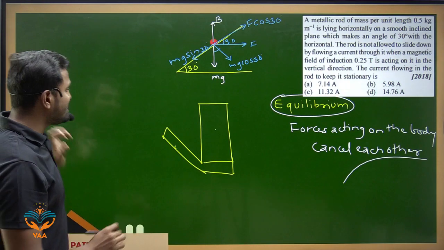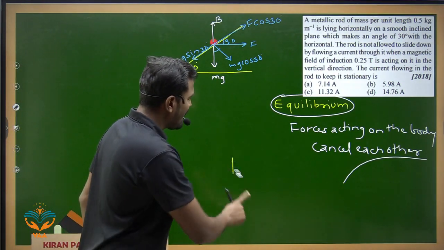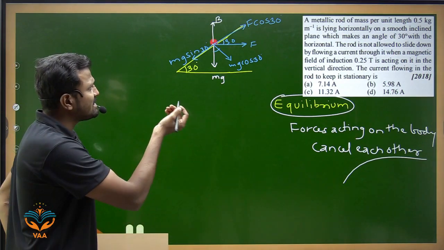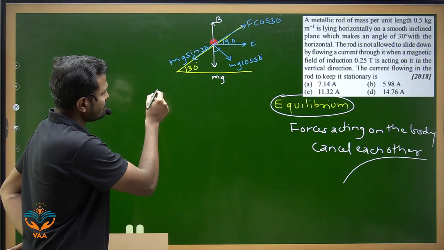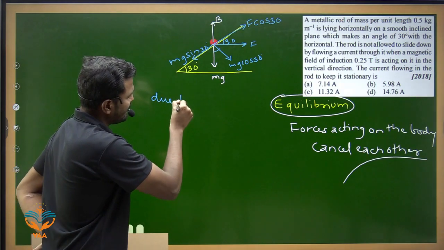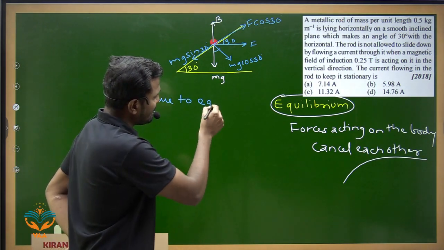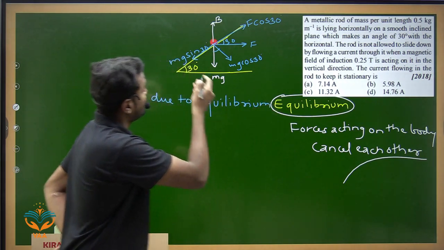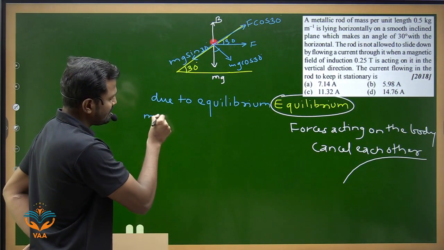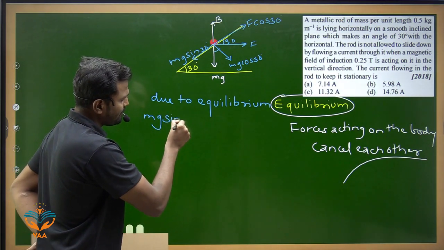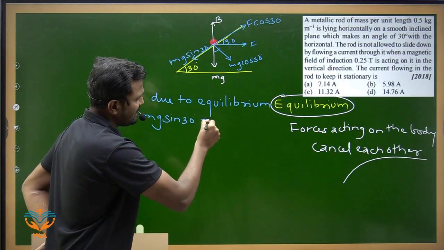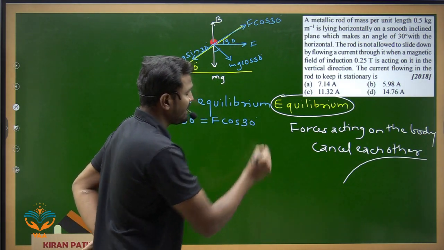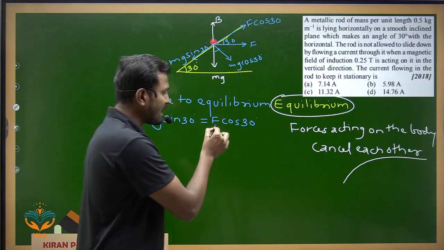If the concerned case is cleared, now we can understand how to simplify this particular problem. How can we simplify? We can simply write, due to equilibrium, we can write mg sin 30 is equal to F cos 30. Fine. This F is nothing but magnetic force.